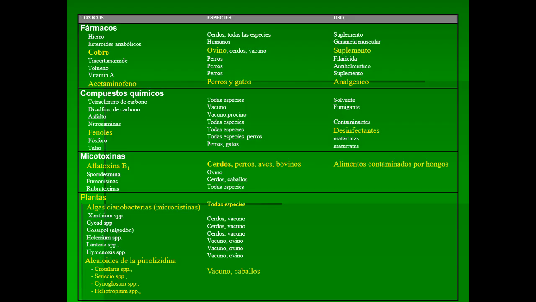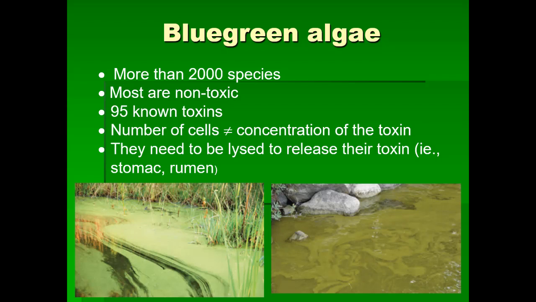Here we will discuss blue-green algae and plants containing pyrrolizidine alkaloids. A few general concepts about blue-green algae: there are up to 2,000 species and most of them are non-toxic. There are 95 known identified toxins, and the number of cells does not correlate with the concentration of their toxins, and they need to be lysed to release their toxins in an environment like the stomach contents or the rumen.